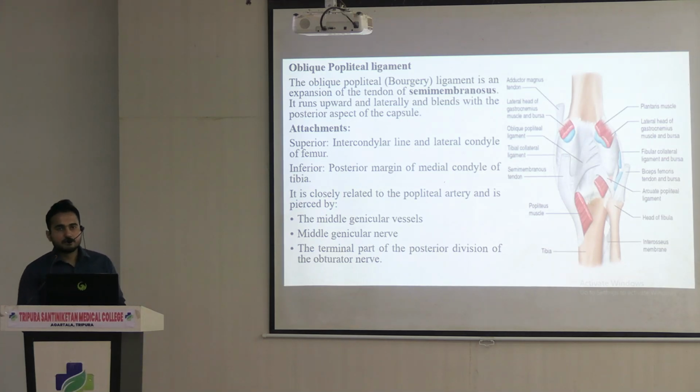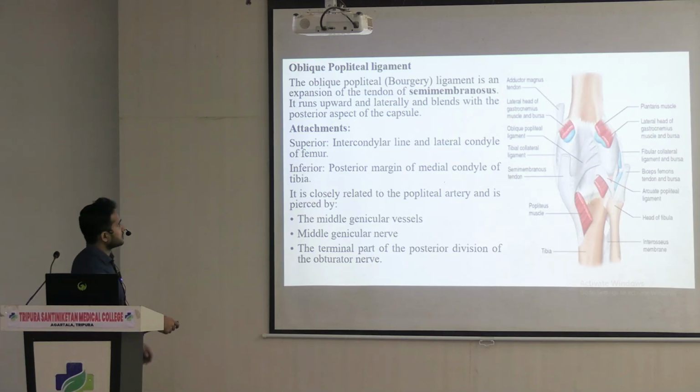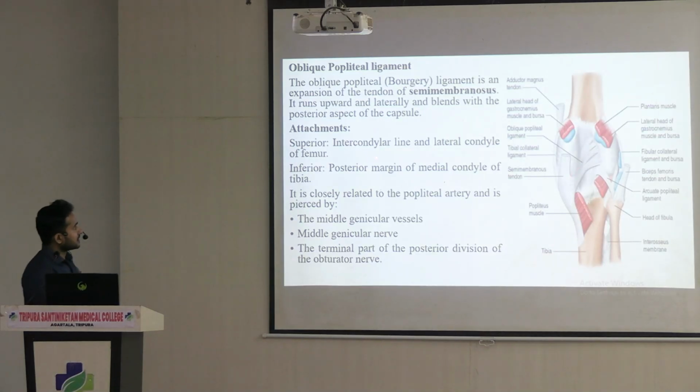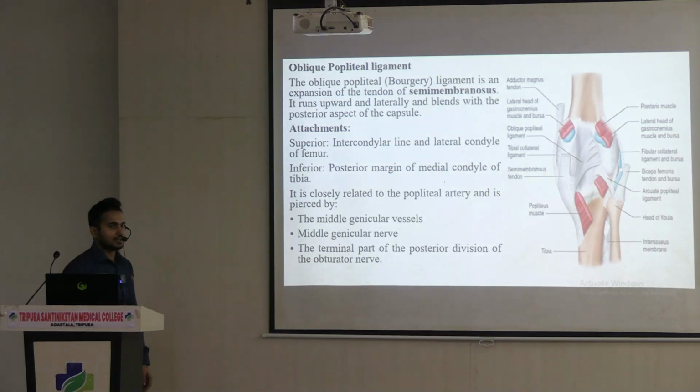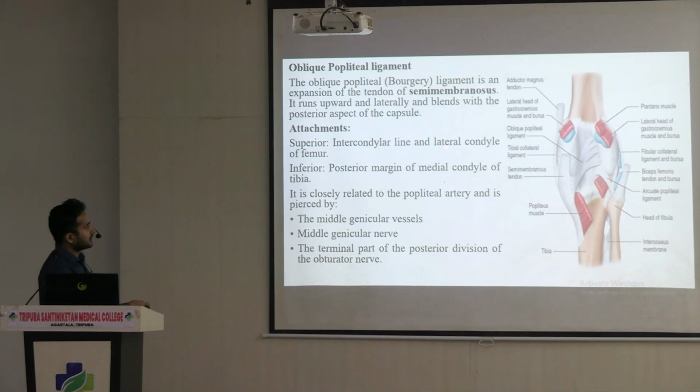Now the oblique popliteal ligament is a continuation of an expansion from semimembranosus. You can see it is an extension from the semimembranosus. Now what is the attachment? The intercondylar line and lateral condyle of the femur. So you can see it is extending laterally. The superior attachment will be on the lateral side, and inferiorly it is attached to the medial condyle of the tibia, as you can see.